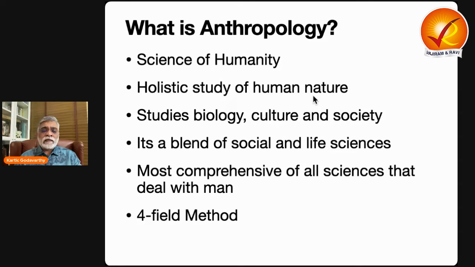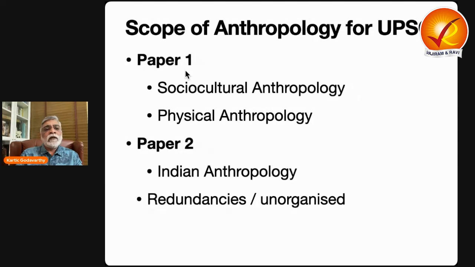So this is in a nutshell what anthropology is. And as far as your particular syllabus is concerned, we can broadly divide. Every other optional is organized in the same way. There are two papers. Each of the papers, I'm sure you know, carries 250 marks. So total 500 marks are allocated for your optional. And paper one, we can, for our academic convenience, classify into socio-cultural anthropology and physical anthropology.